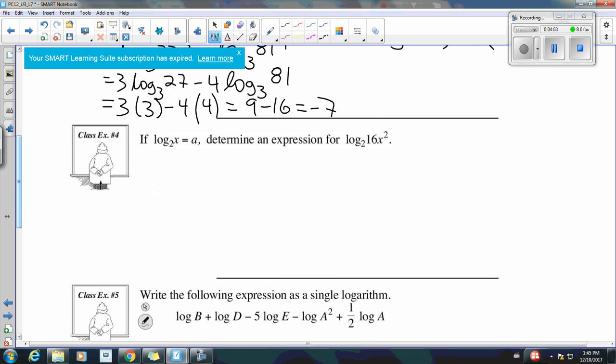Okay, if log base 2 of x equals a, determine the expression for log base 2 of 16x squared. The first thing we need to recognize is that this is a product here. We need to be careful that this exponent of 2 is not applying to the whole input. It's not applying to the 16, so we can't bring it up front yet. We need to first separate this into 2. So this can be log base 2 of 16 plus log base 2 of x squared. This we can evaluate. Log base 2 of 16 is 4.